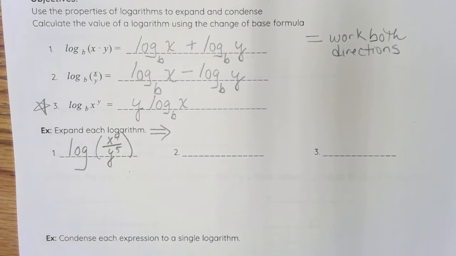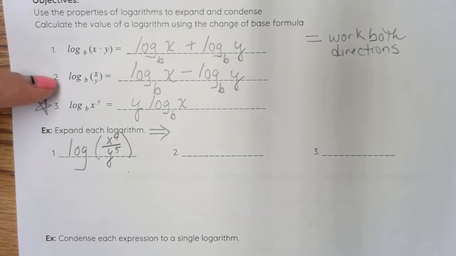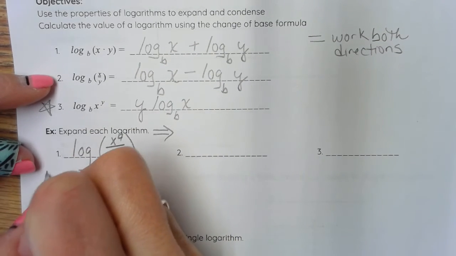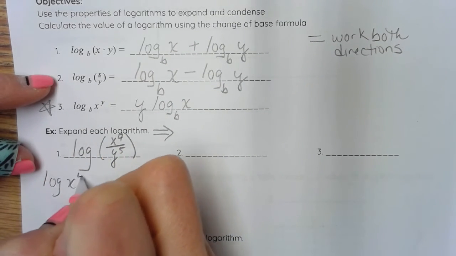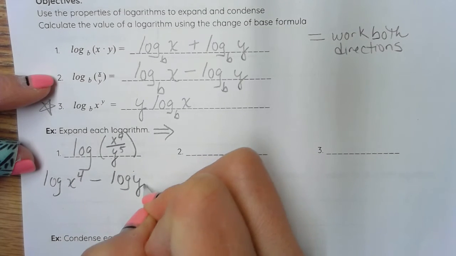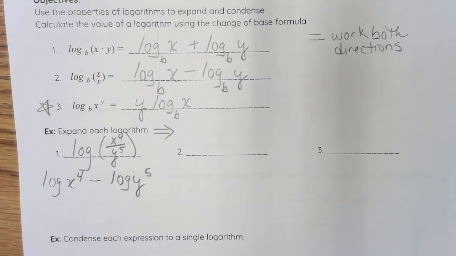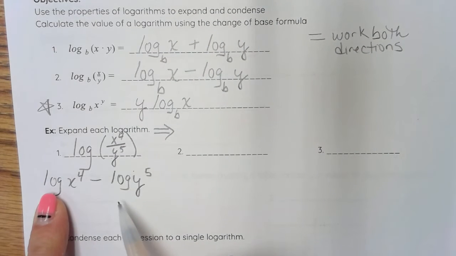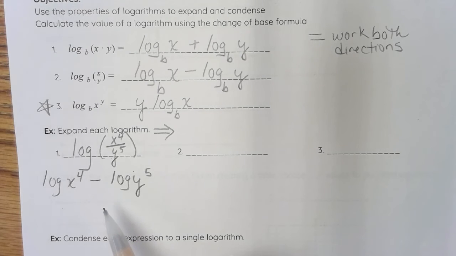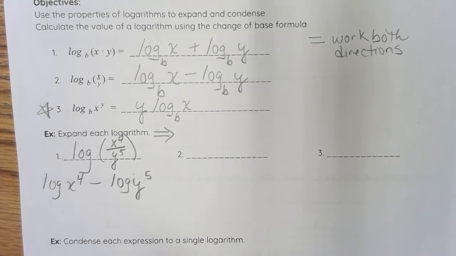Well, I see that I've got some exponents happening, but I also have a quotient. So I'm going to use the quotient rule first. And I get log of x to the 4th minus log y to the 5th. And remember that if there's no base written, it's base 10. So when we just have log written without a base, it's base 10, and the log button on your calculator is log base 10.